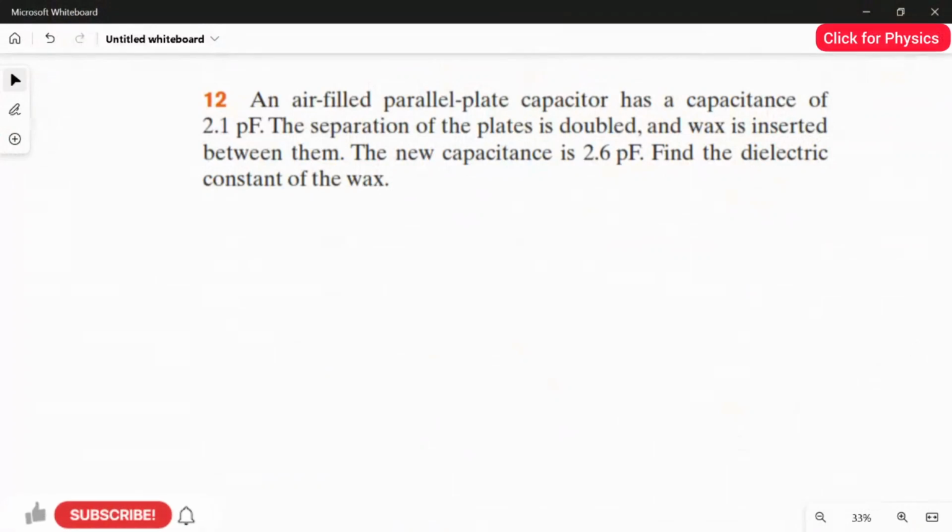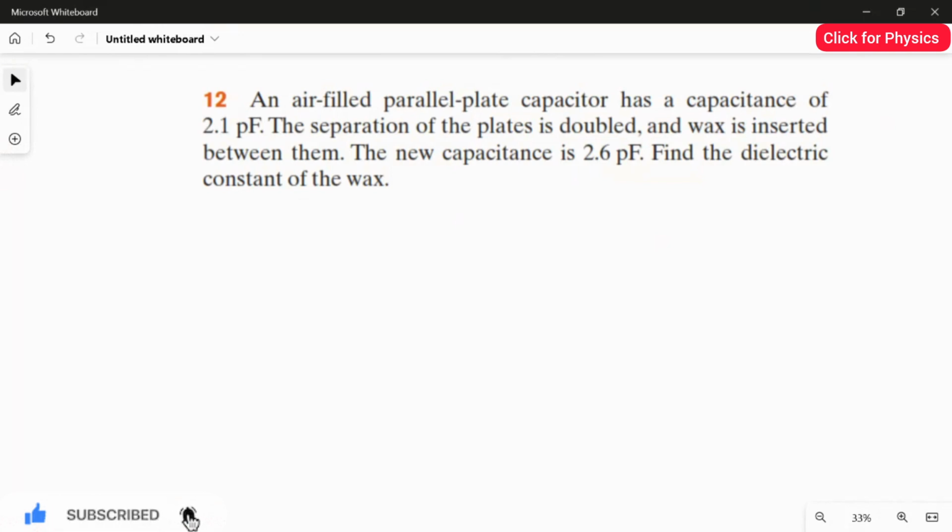Problem number 12. An air-filled parallel plate capacitor has a capacitance of 2.1 picofarad. The separation of the plates is doubled and wax is inserted between them. Now the new capacitance is 2.6 picofarad. Find the dielectric constant of the wax.